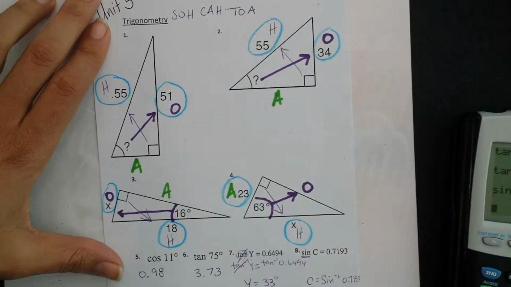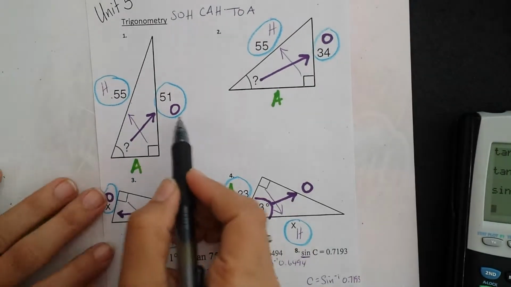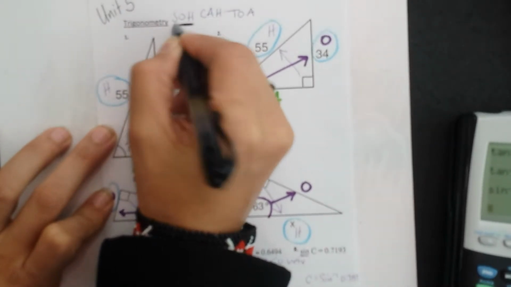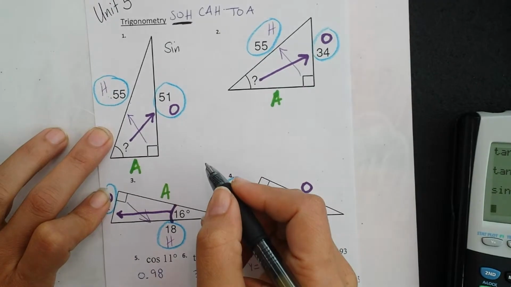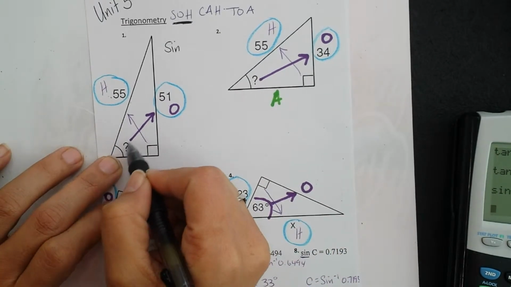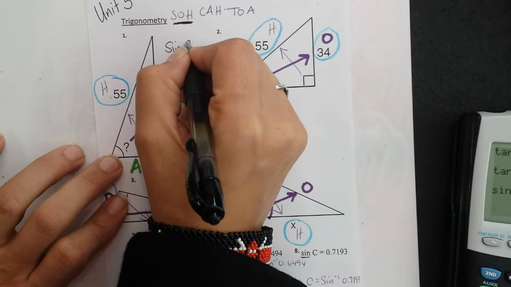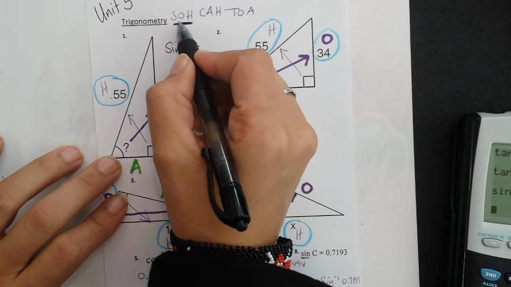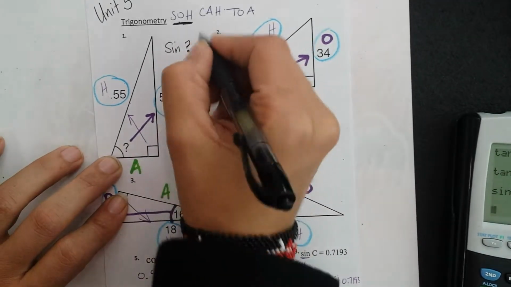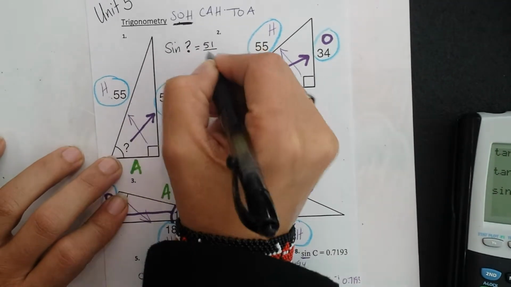All right. So once you've put your circles against what's given, you set up your equation. Because it's O and H, I'm going to use S, which means sine. So I know this is saying sine of the angle. What's the angle? Well, they don't have anything labeled but a question mark, so we're going to say question mark. Sine of the angle equals, and what's the ratio? It has to be in order, so it has to go opposite over hypotenuse. Opposite is 51 over hypotenuse, which is 55.